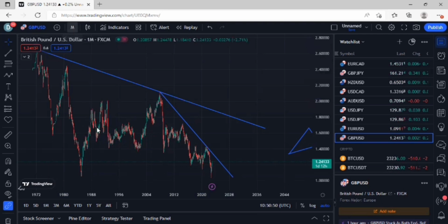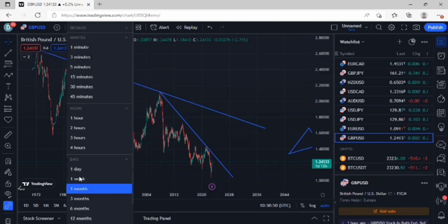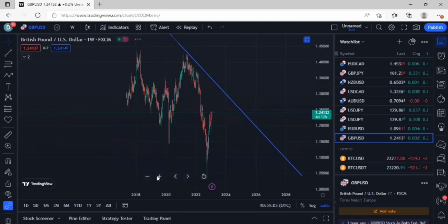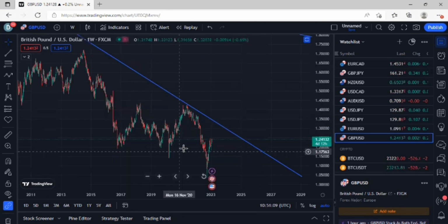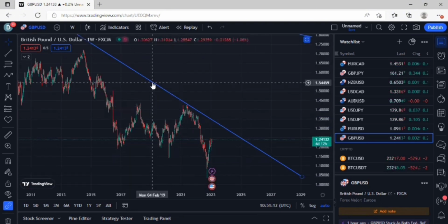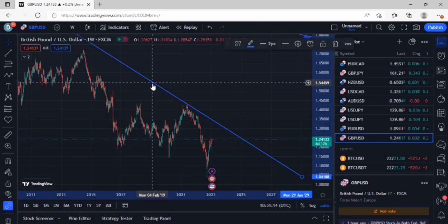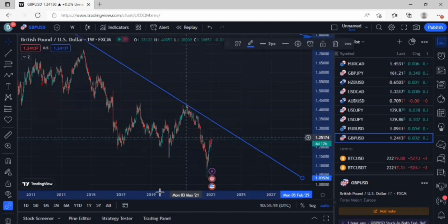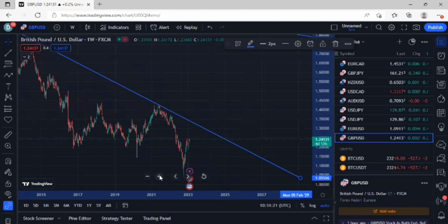So if I go to lower time frame now, let me see if I can still draw another internal trend line. So I'm going to weekly now. So this is my weekly time frame now. So I can adjust the trend line to make sure it touches that. So this is my weekly now.